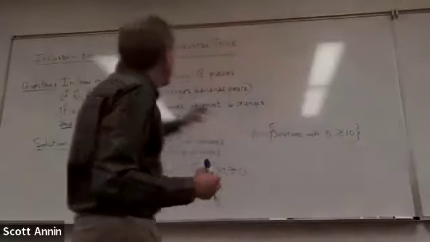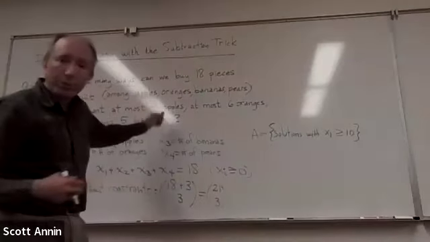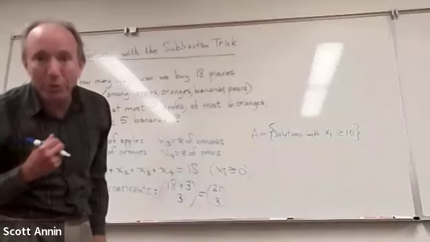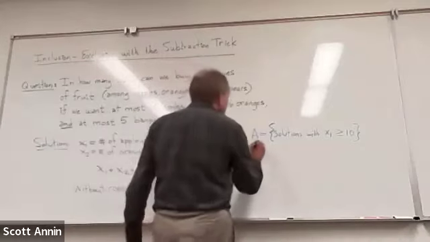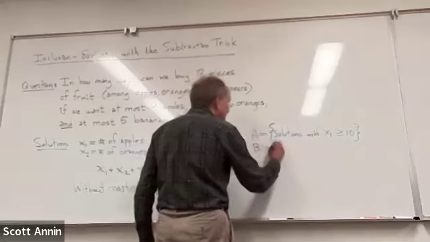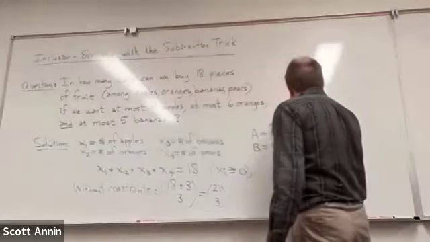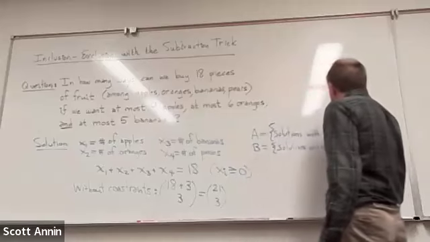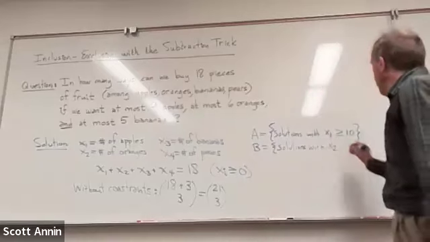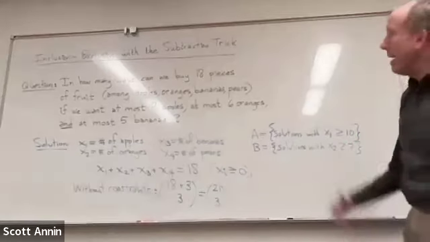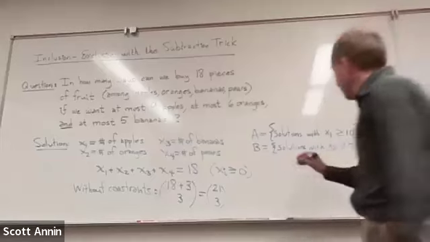So if we purchased at least 10 apples, that would violate this constraint that we're supposed to have at most 9 apples. Okay? And then I could make another set B, which could be solutions with x2 being at least 7. So that would be at least 7 oranges.